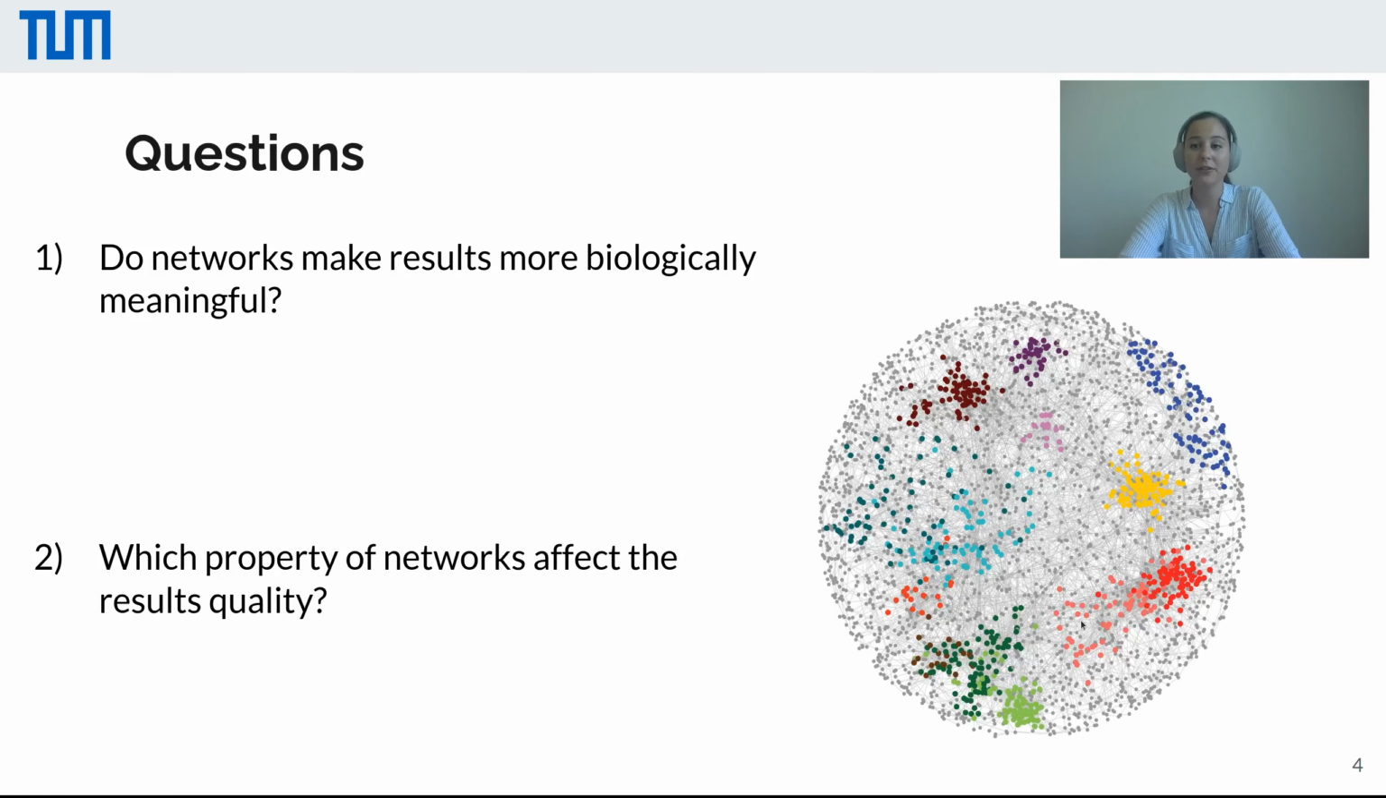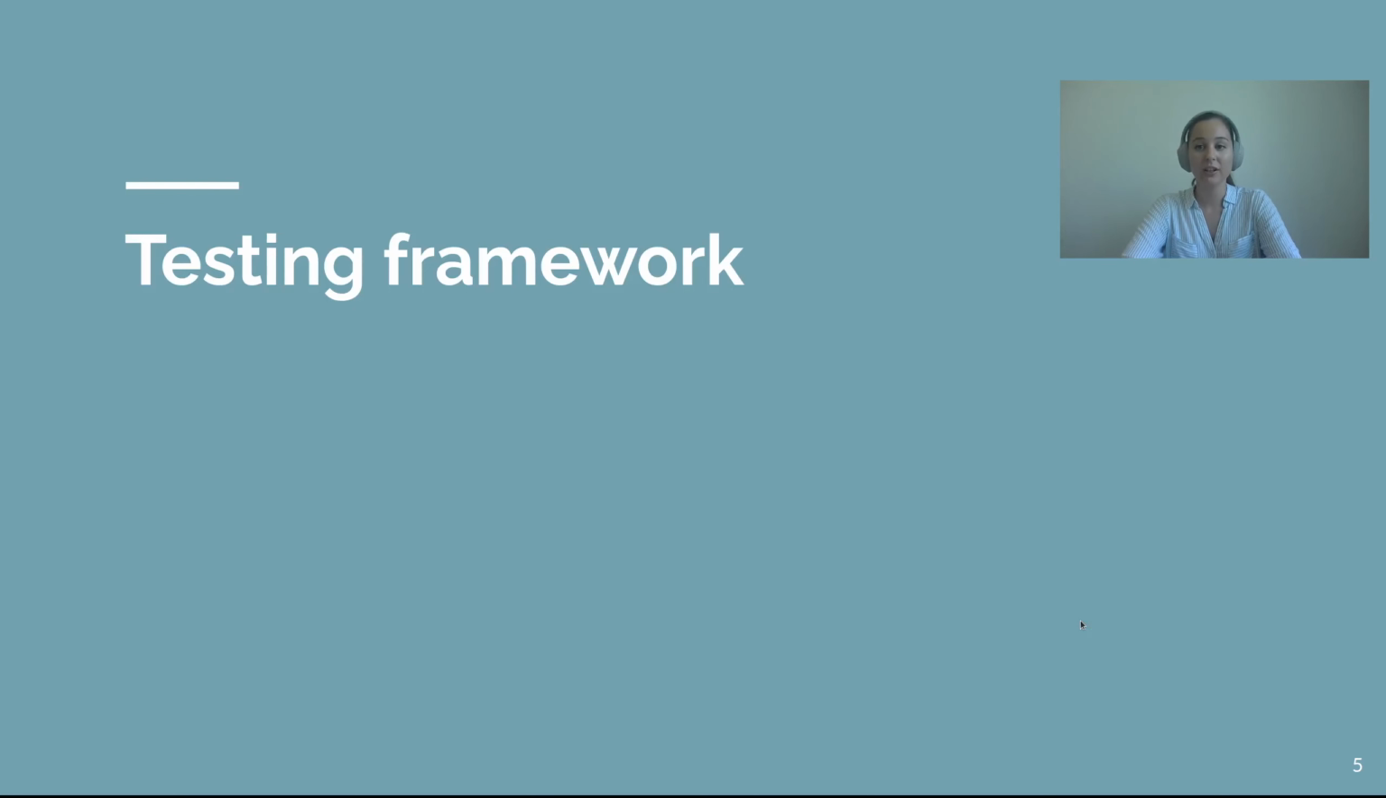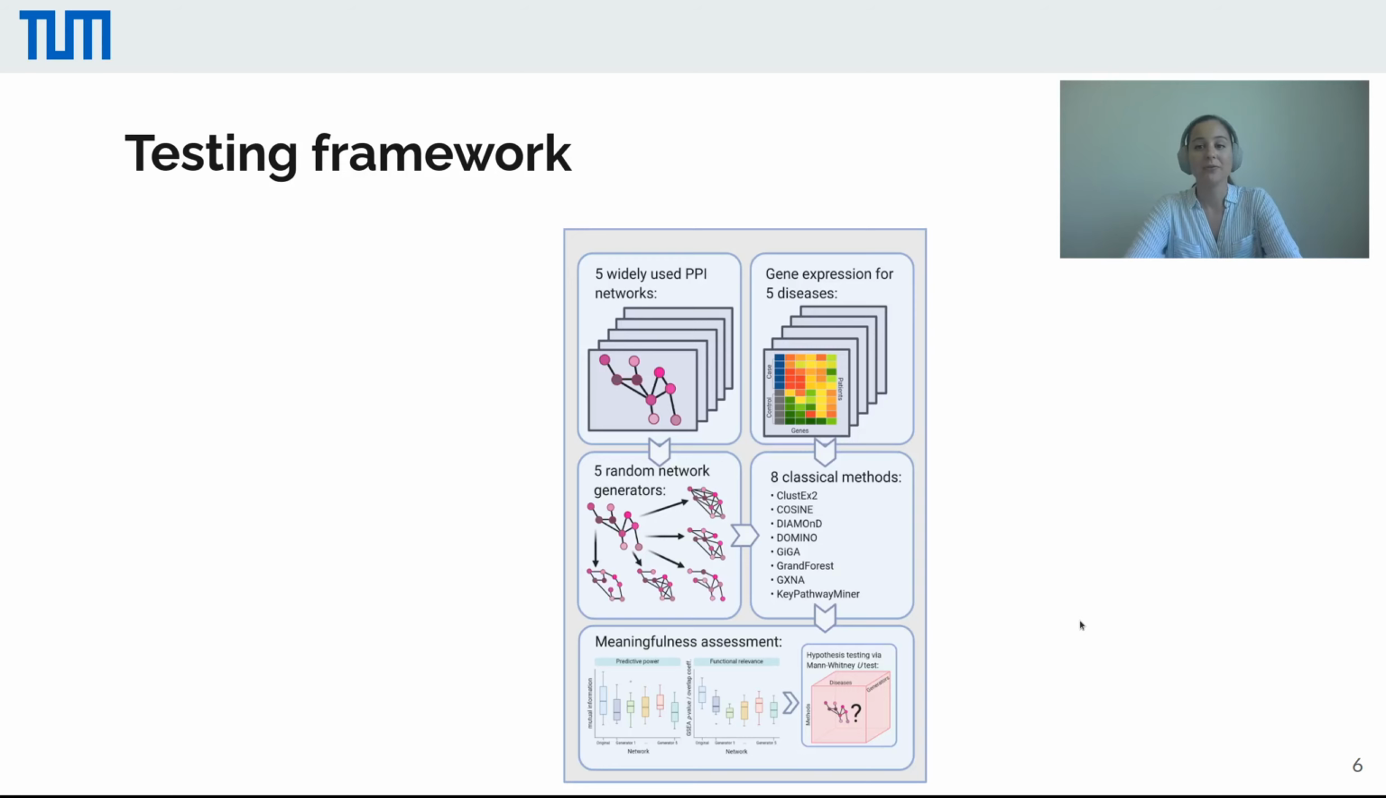Thus, we wanted to ask two important questions. Do networks actually make results more meaningful? And if so, why? Is it about node degree distribution or hub nodes, or actually the interactions themselves? To answer those questions, we have developed quite a comprehensive testing framework. So now I will walk you through it.